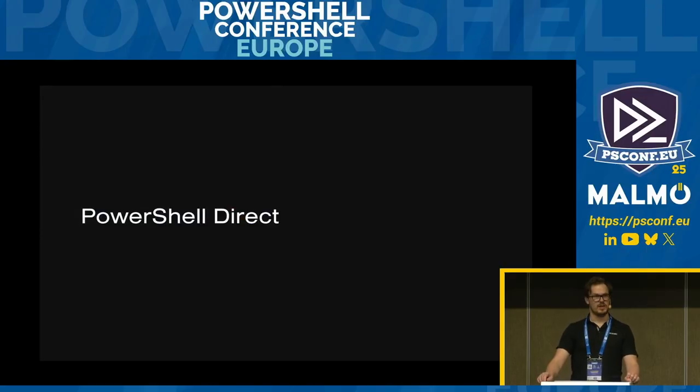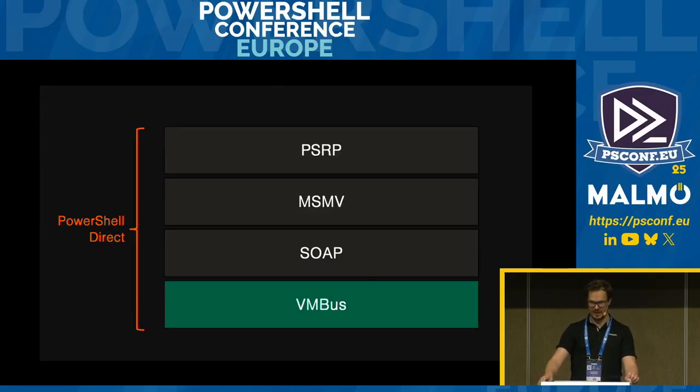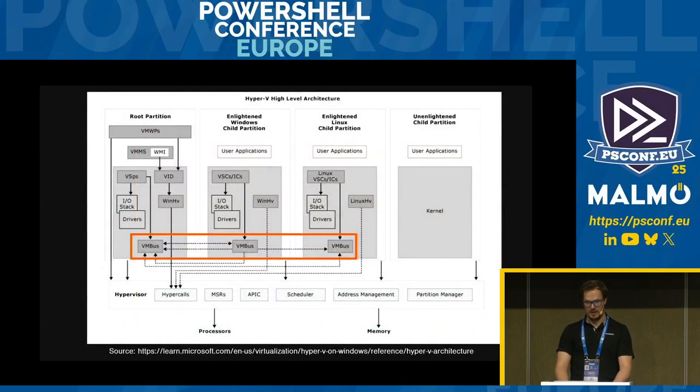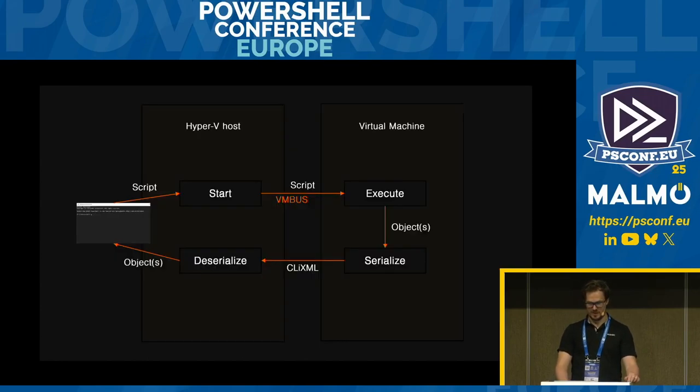Let's now move to PowerShell Direct. PowerShell Direct is pretty much the same thing as PowerShell remoting. The major difference is that it's not built on the TCP/IP stack and HTTP, but it's built on the VM bus. So that means that you don't need network to interact from the hypervisor host into the underlying system. It uses the VM bus to do that.